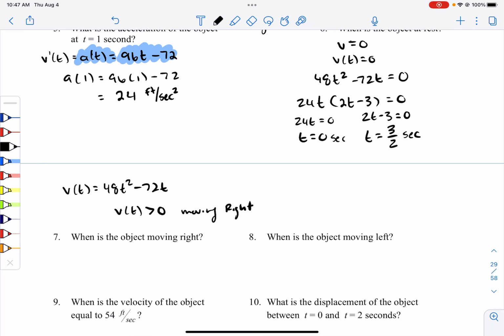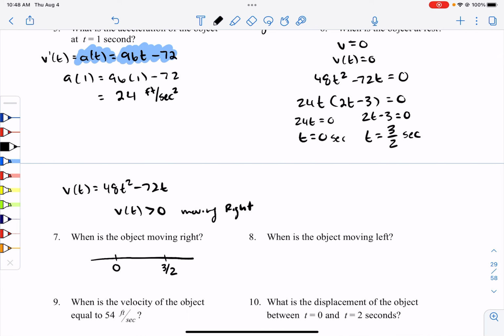So here's how we deal with these problems with moving right and left or up and down. I like to make a little sign chart, okay? Now here's what I know. I know at time 0, I am not moving. And I also know that at 3/2, I am not moving. At those moments, I am stopped. What I want to know is in between those moments, what direction am I moving? I'm stopping at 0 and at 3/2. But what's happening before I stop at each of those points?